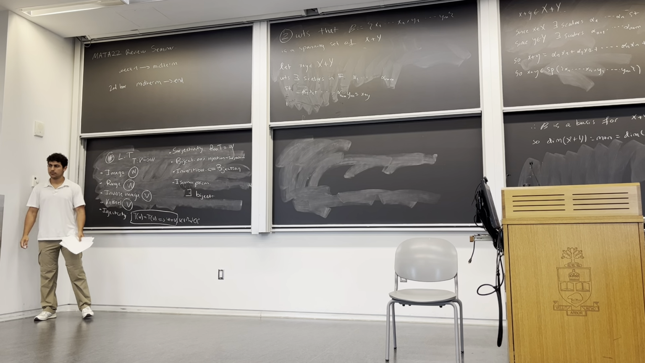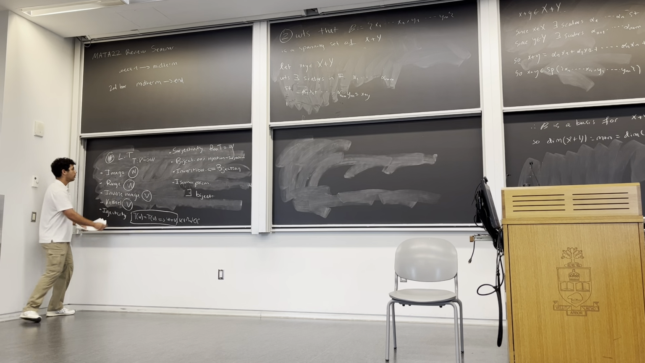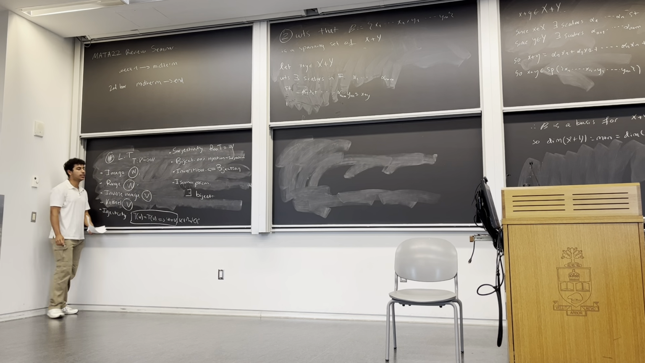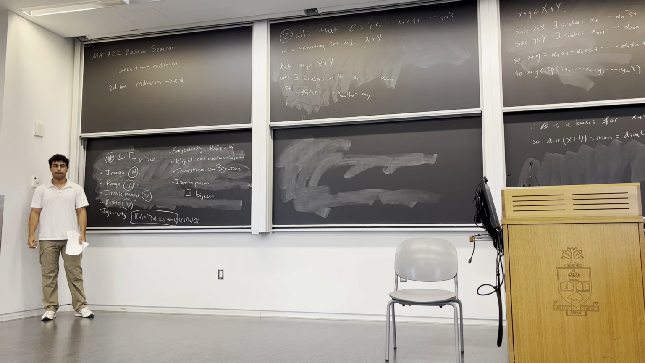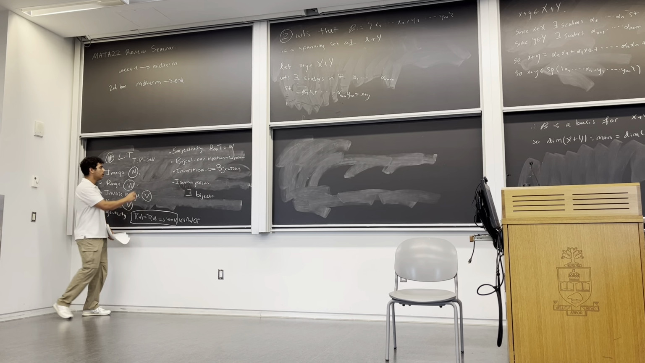What about image and range? What's the difference between them? Good question. One is for a subset. Yeah, one is for all subsets.